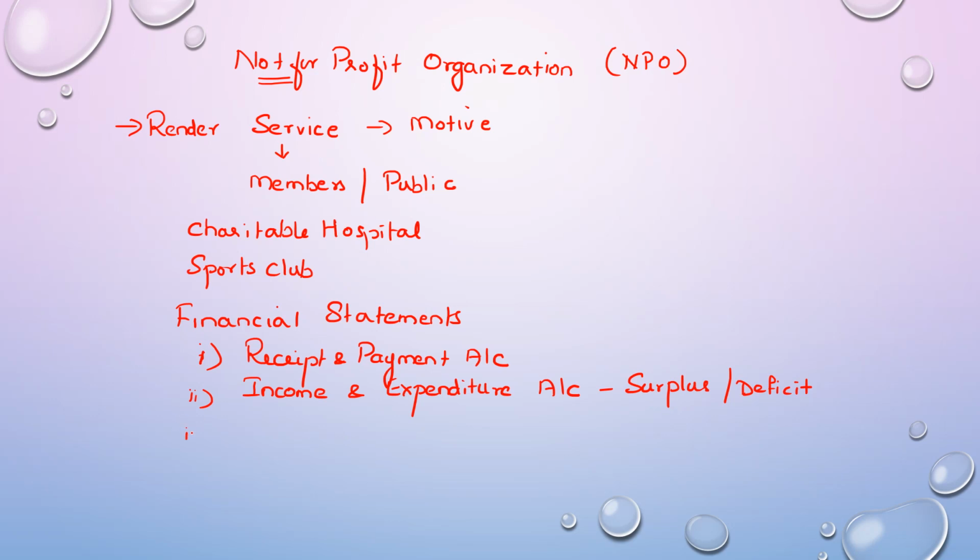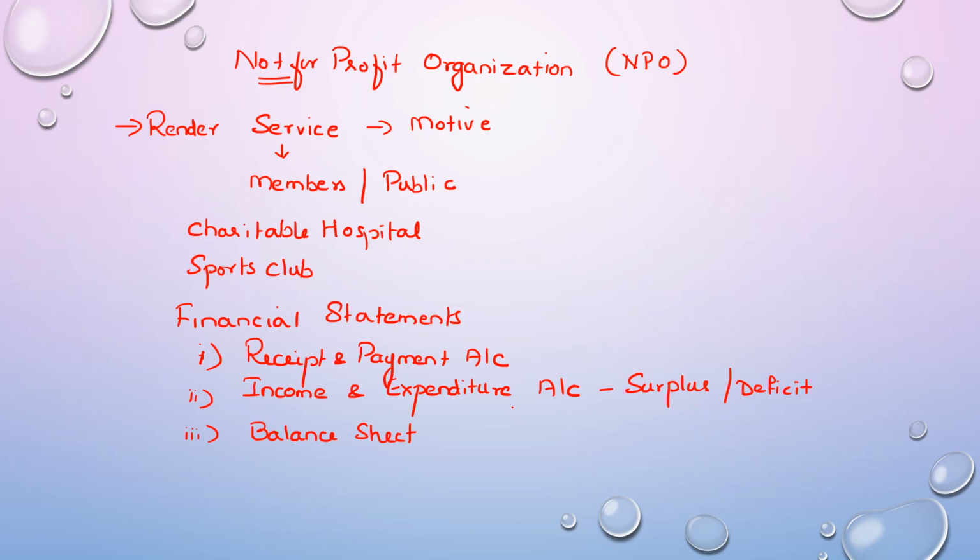Now, other than that, the third thing would be the balance sheet, which is prepared on the same principle as a business organization. Only the items that you would find would be a little different. Here you would be having certain fund balances which are being maintained by the not-for-profit organization. Today's discussion will be restricting to the understanding of the financial statement, income and expenditure account.